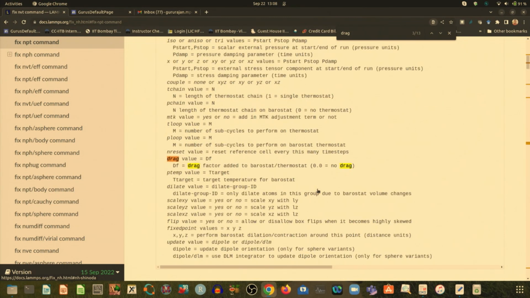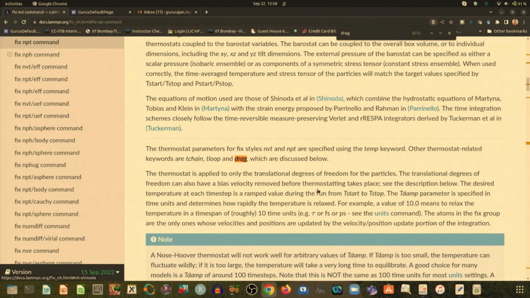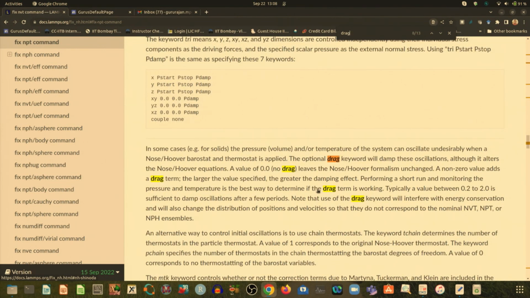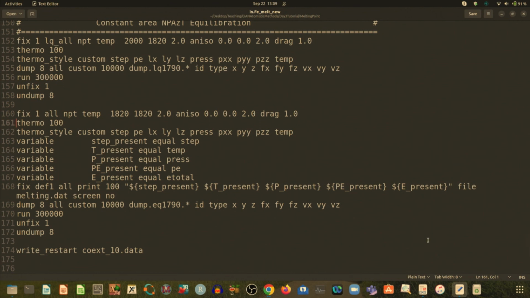Now in your script you have mentioned 2.0 as the drag. Which are discussed below. In some cases, for example solids, the pressure, volume and or temperature of the system can oscillate undesirably when a Noose-Hoover barostat and thermostat are applied. The optional drag keyword will damp these oscillations, although it alters the Noose-Hoover equations. So getting the high fluctuation, it controls itself. That's why, but there is a range. You should not go above 1 to 2.0. Okay. Clear, sir. Any other question?